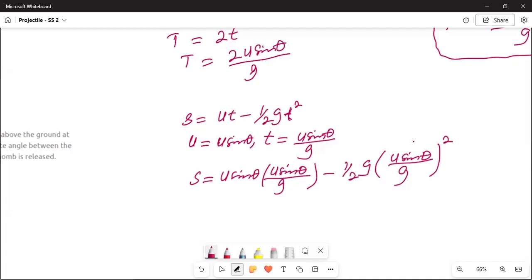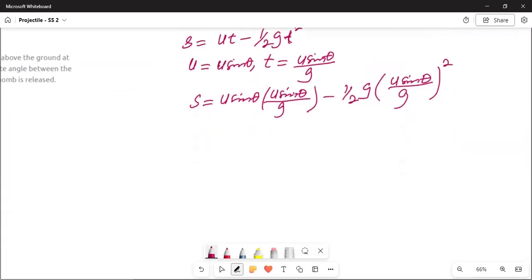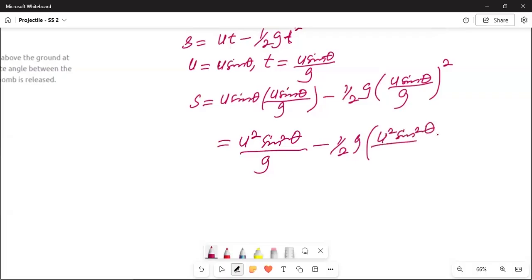Now u sine theta times u sine theta: u times u is u squared, then sine theta times sine theta is sine squared theta, over g. Minus half g times (u sine theta over g) squared is u squared sine squared theta over g squared, because the square affects both the numerator and the denominator. u squared is u squared, sine theta squared is sine squared theta. So this g squared means g times g, so one of the g here will cancel this g outside.